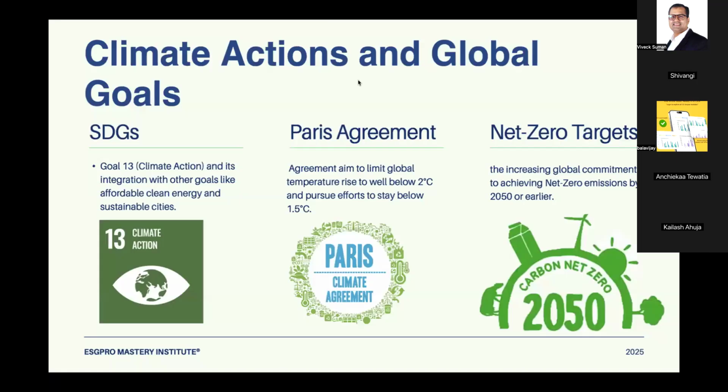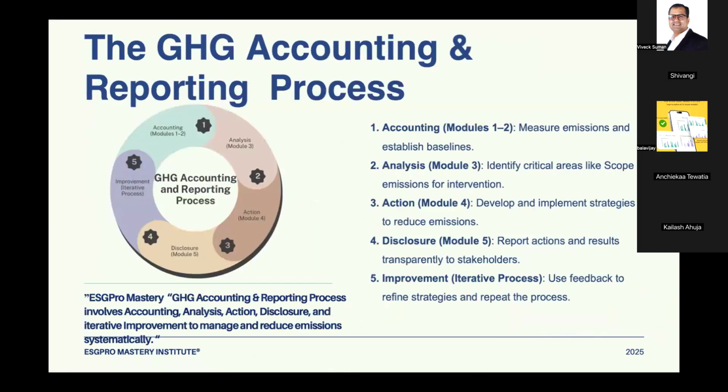Okay, so I'm starting the recording and we are discussing the GHG accounting and reporting process, where we have covered accounting in module 1, 2, analysis in 3, action in 4, disclosure in 5. And today we are talking about disclosure, last part, where we will try to create a credible report based on different international frameworks which suggest ESG reporting frameworks, and also how this whole thing comes together with an iterative process which is circular in motion.